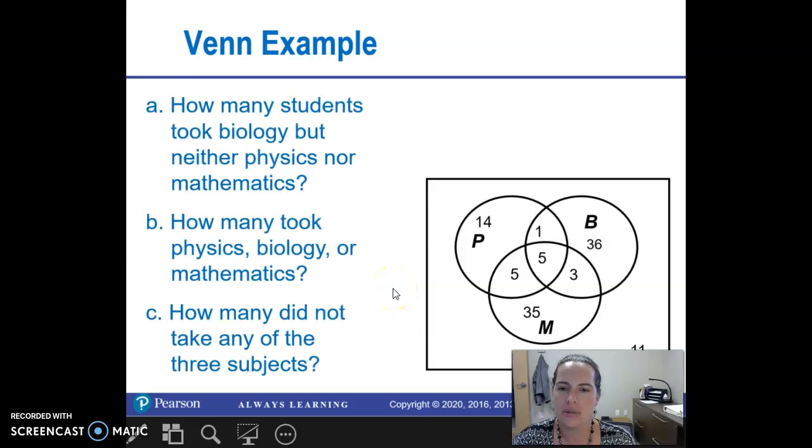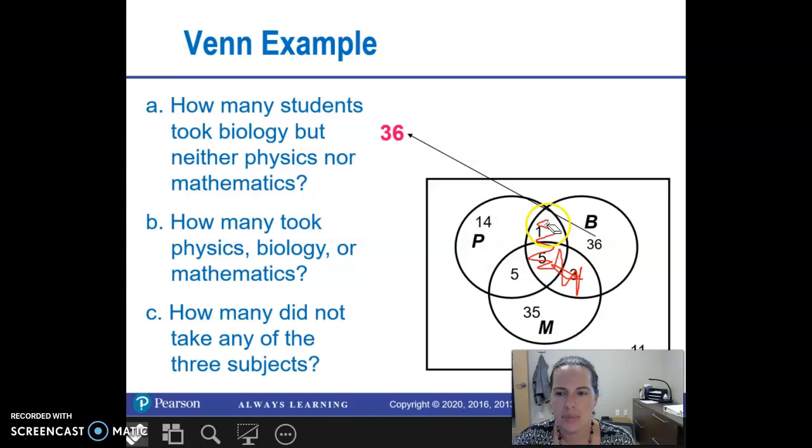So let's go back and look at the questions now. How many students took biology? That's our B circle, but didn't take physics or math. So if we carve out the physics, we don't want to include any of the physics numbers, and we don't want to include any of the math numbers. Well, that's just going to leave us with 36. All right, easy enough.